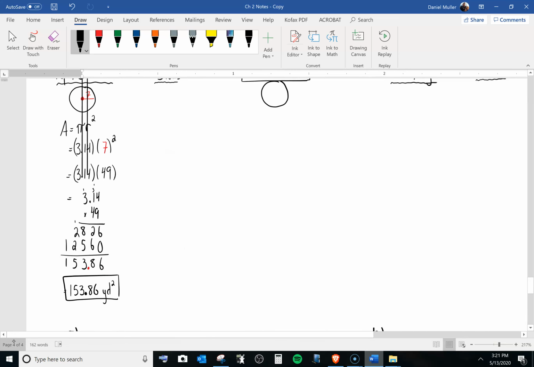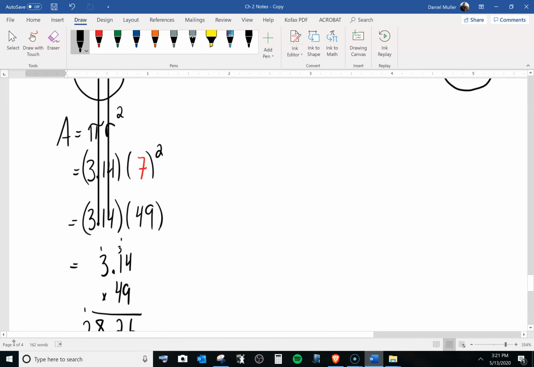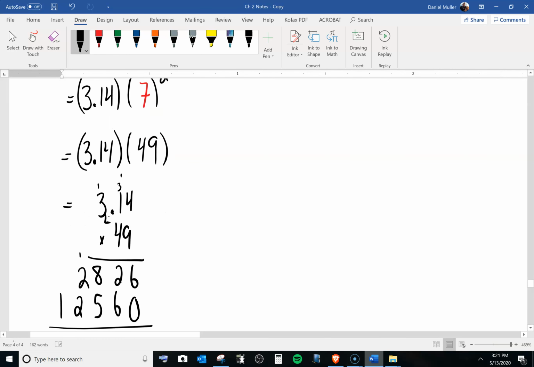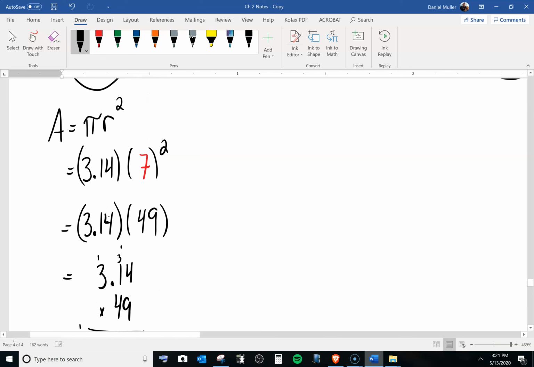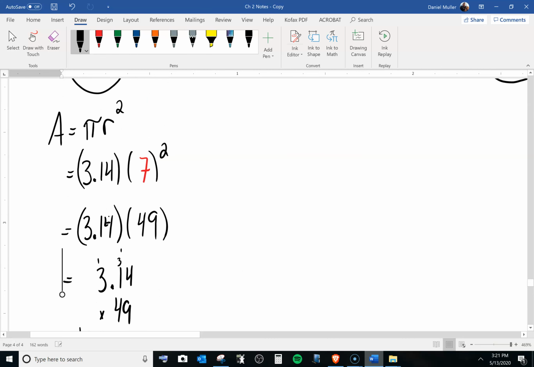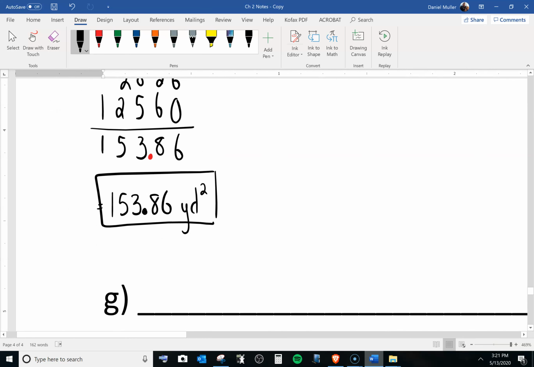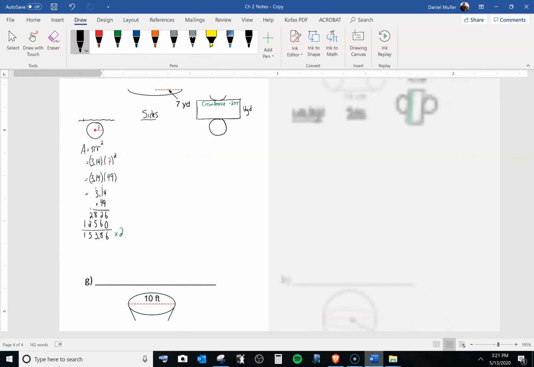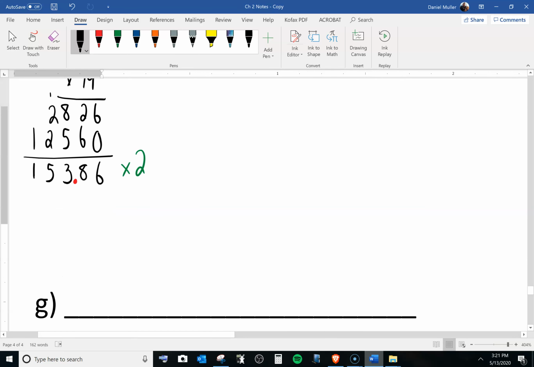Oh no, there's a top and a bottom, so we actually need to double that. Okay, I forgot about that. I'll fix that later. I get 153.86, but I will need to double that, so I'm going to times it by 2. I can't do that in my head, so I'll have to do it manually.